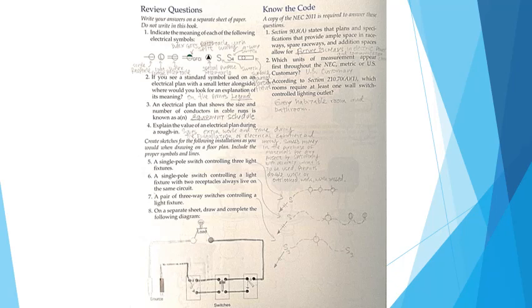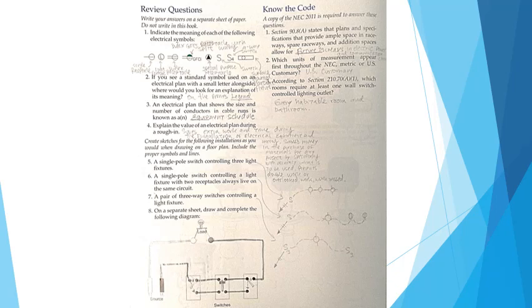And moving on to the review questions for chapter 11. First, indicate the meaning of each of the following electrical symbols. And as you can see, they are labeled single receptacle, a light fixture, a duplex receptacle, a duplex GFCI receptacle, a special receptacle or special purpose receptacle. Then we have a switch. Then we have a four-way switch. Then we have a surface mounted fluorescent fixture.